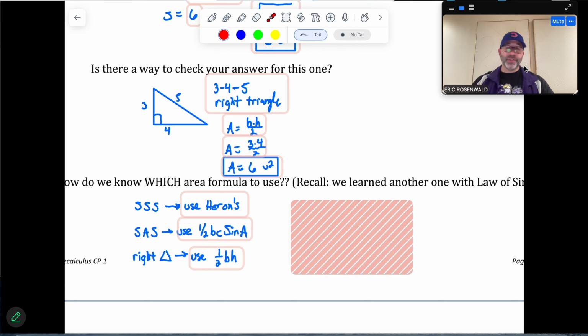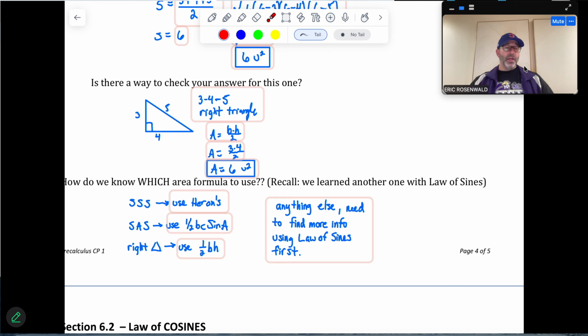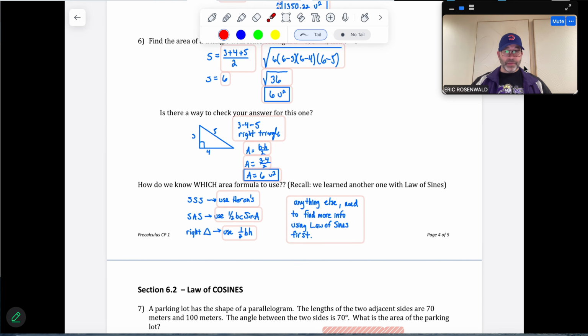If I have a different situation, let's say it was like angle, angle, side, or angle, side, angle, or angle, side, side, in order to find the area of this, unfortunately, I would have to find more information first, and then I can use one of these formulas after that. But you have to use the law of sines or the law of cosines to find the missing stuff so that we can then plug this in, okay? Actually, it would be the law of sines you would use, because if you had the law of cosines, you would have side, side, side, which you can use this, or side, angle, side. Okay, but that's pretty much it right there.